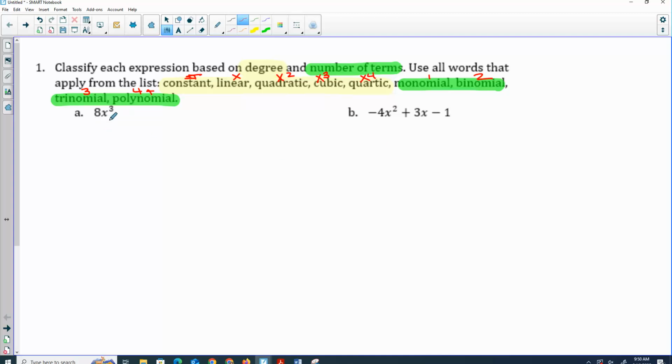When I look at this one, my highest power is 3. If it's x to the third, we call it cubic. So that's the first word. Then I look at the number of terms. There is only one term here. One term means monomial. So we classify that cubic, monomial.